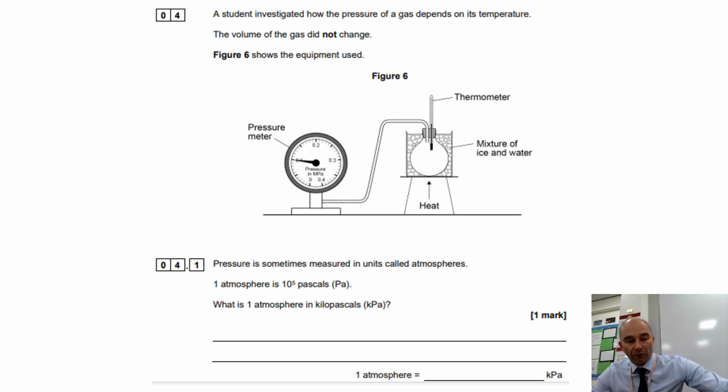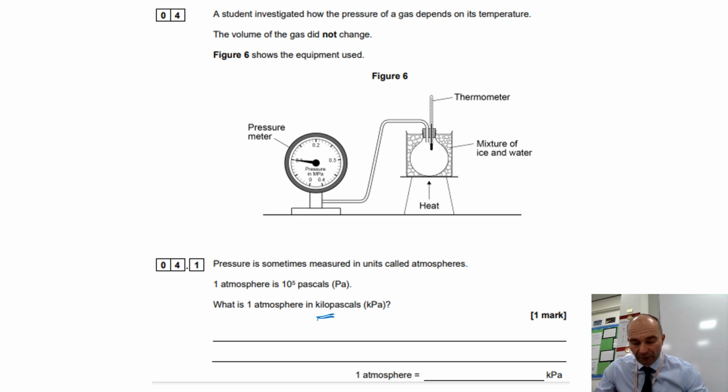Right, question 4. A student investigated how the pressure of a gas depends on its temperature. The volume of the gas didn't change, and we've got some equipment of how we carry out this investigation. Now 4.1, pressure is sometimes measured in units called atmospheres. 1 atmosphere is 10 to the power of 5 pascals. What is 1 atmosphere in kilopascals?